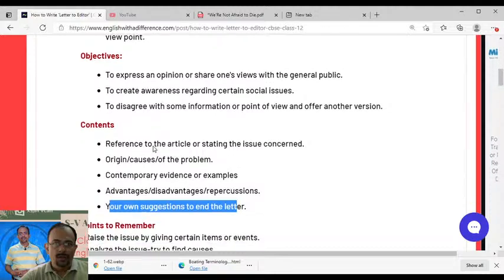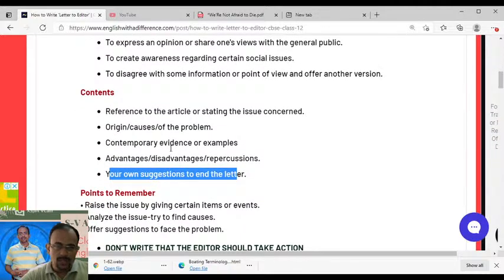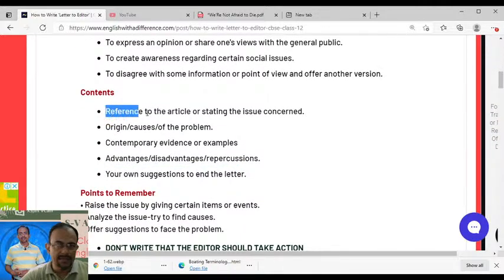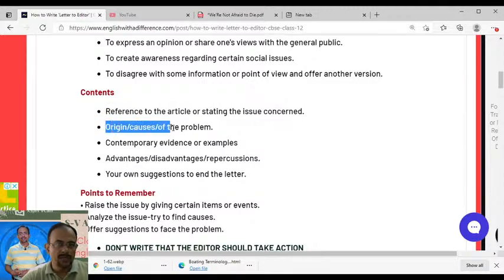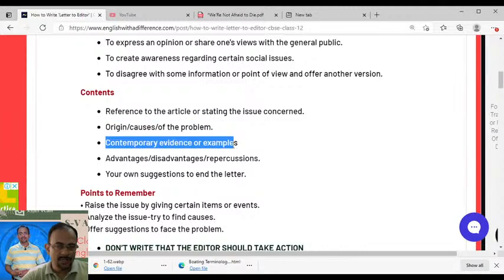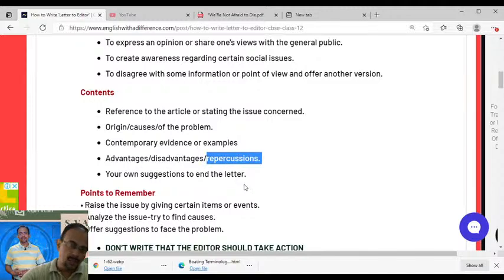Okay, so once again I revise this content. First of all, reference to the article or stating the issue concerned. Then you have to write origin, cause of the problem. Then you have to write the evidence or examples, advantage, disadvantage, or repercussions, means impact of the issue.